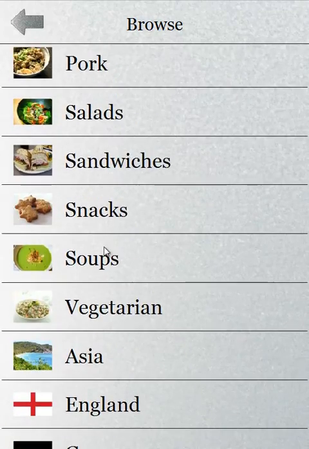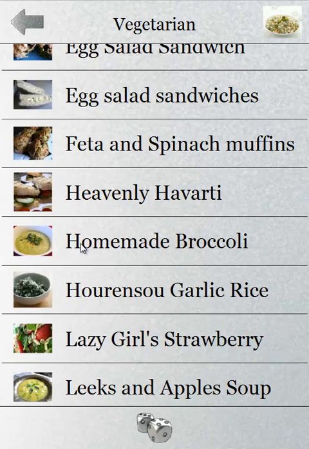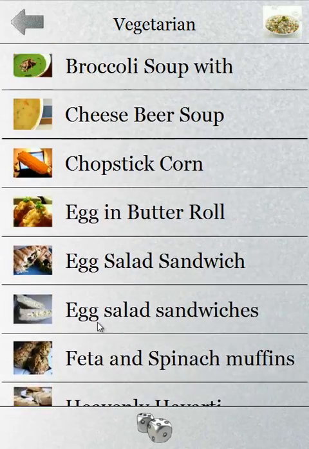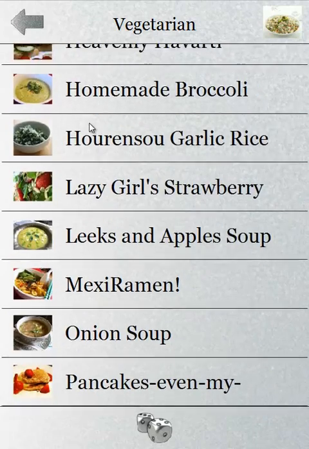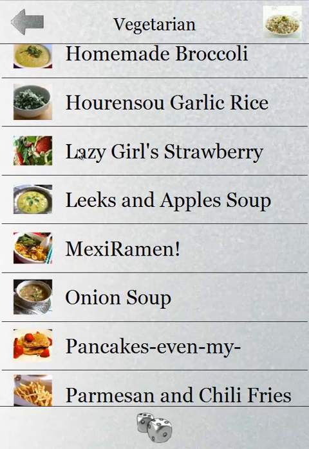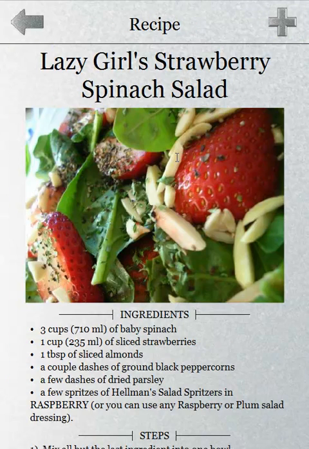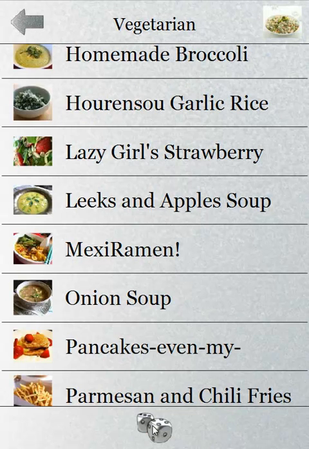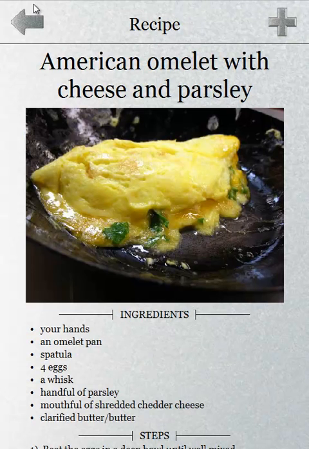So let's take a look at the vegetarian one. Here we see all the vegetarian recipes, and there's quite a few of those. And tapping any of them takes you straight to that recipe, like this. Or let's head back. Here we see we also have the dice at the bottom, and that picks a random recipe from the current category. So let's try that out. American omelette.